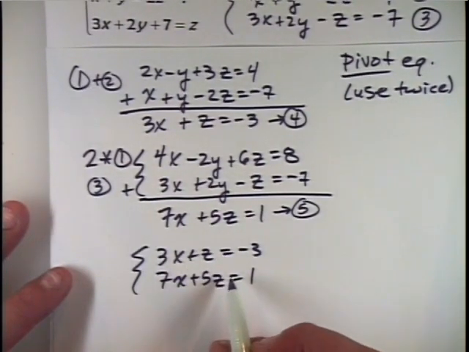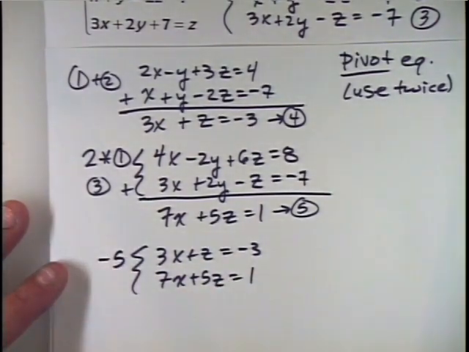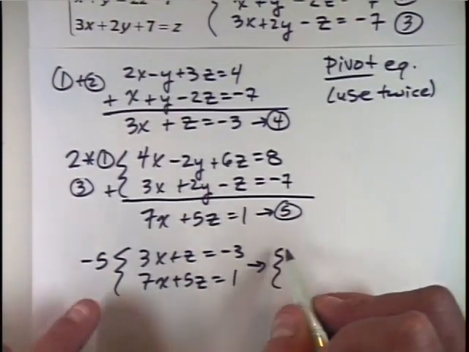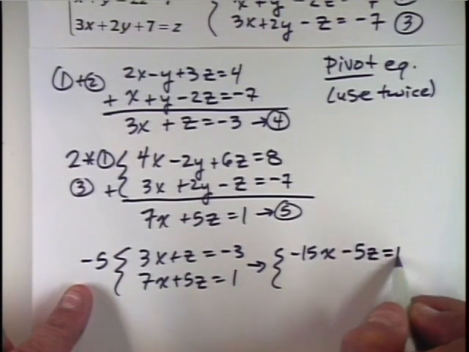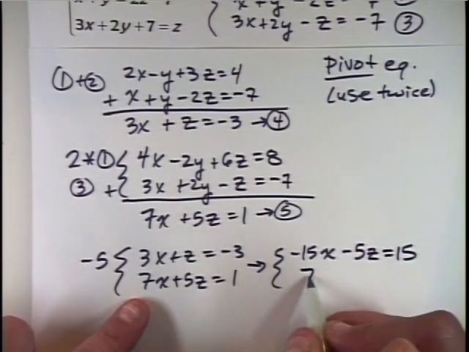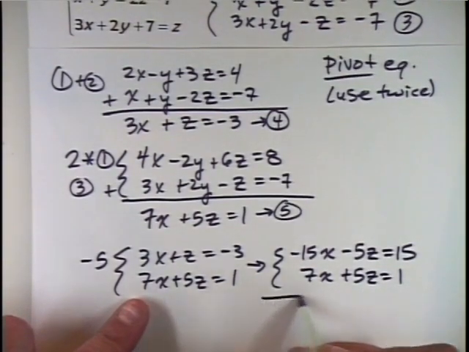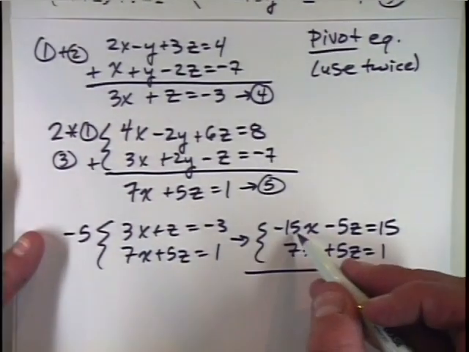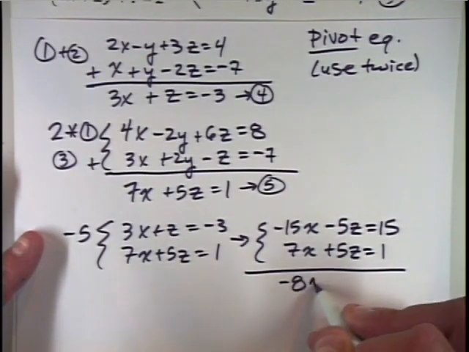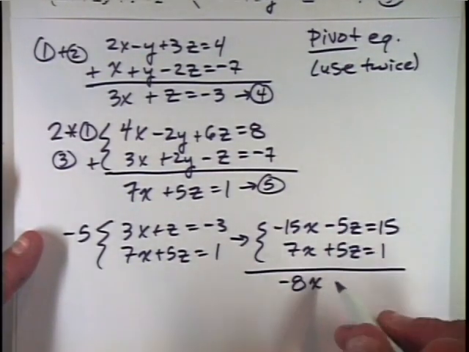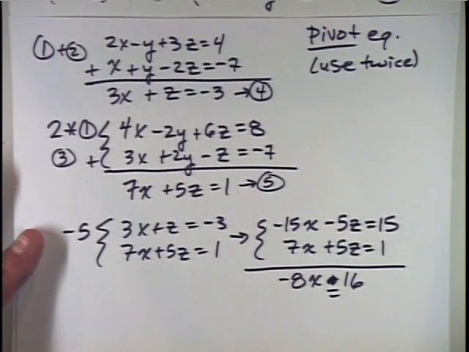I will go ahead and multiply the top equation. In order to get a 5, I'll multiply it by negative 5. And I'll just rewrite them out here to the side. So I get negative 15x minus 5z equals positive 15. And then I get 7x plus 5z equals 1. Just rewriting it. Now I can add them together. So I get negative 15 plus 7 is going to be negative 8x. Those go away. 15 plus 1 is 16. Oops, that equals 16. Sorry.